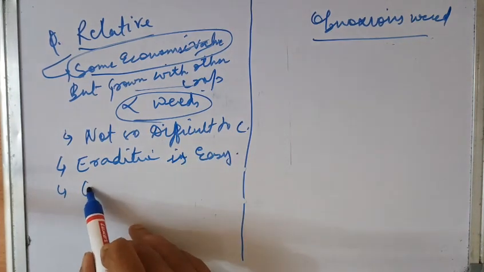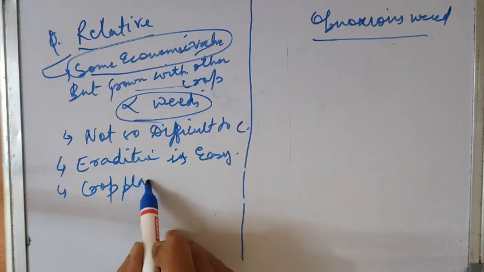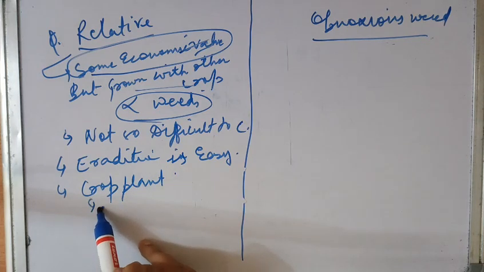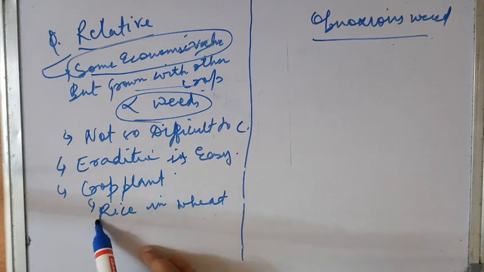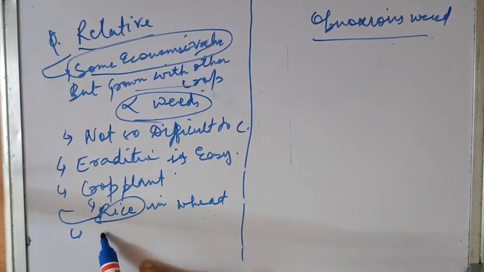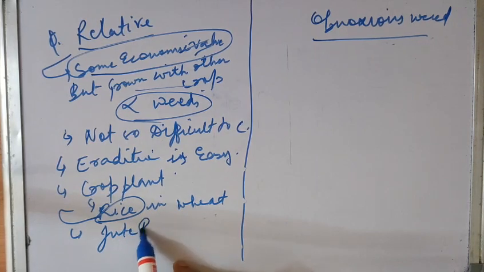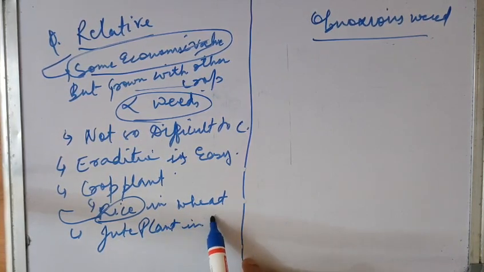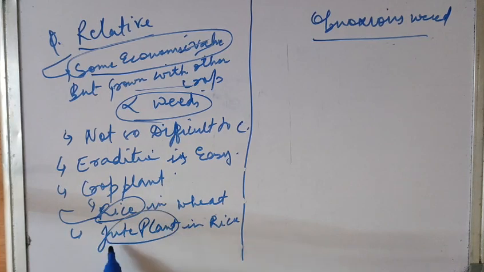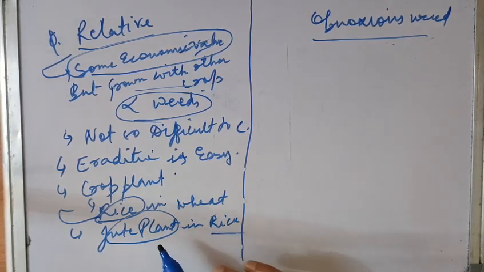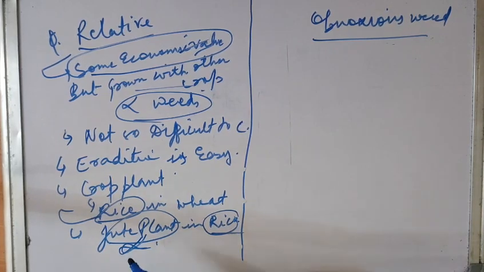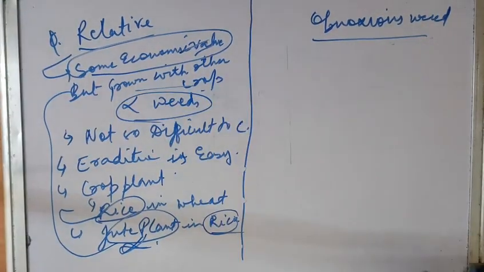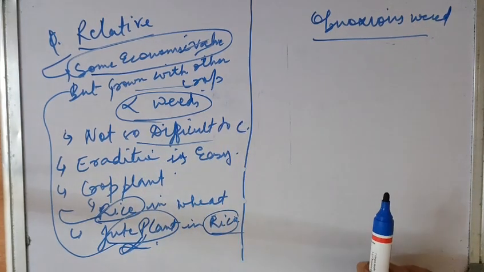It is actually a crop plant, but it has grown with other crop plants, such as rice in wheat. When we are growing wheat and some rice plants have grown, they will act as weeds. Jute plant in rice. We all know that jute plant has economic value, but it is seen in West Bengal regions. But sometimes by accident they grow in rice fields. There they become weeds, but normally they have their economic value and they are easy to control. So this is what relative weeds are.